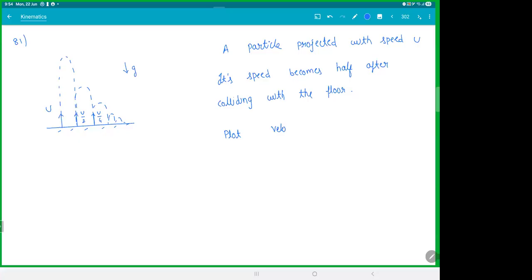Plot the velocity time graph. This is what I'm saying. This is another type of asking. They'll give you a physical situation, and they'll expect a graph from you. Velocity, position. Position here is the y coordinate. Displacement time graph. Distance time graph.